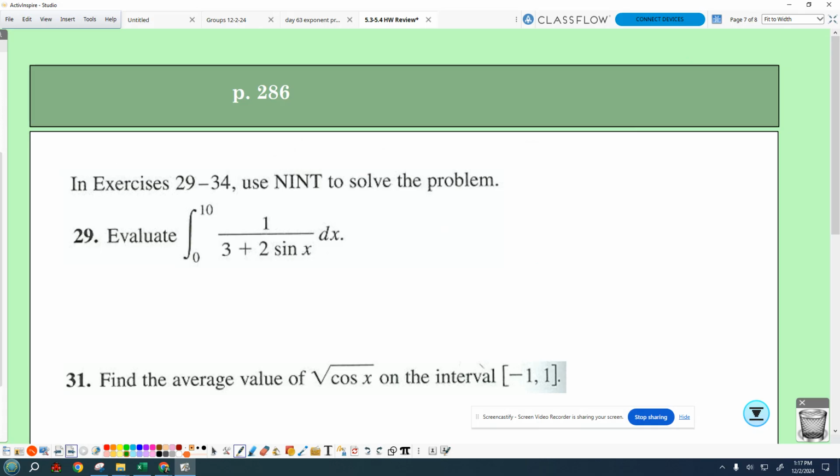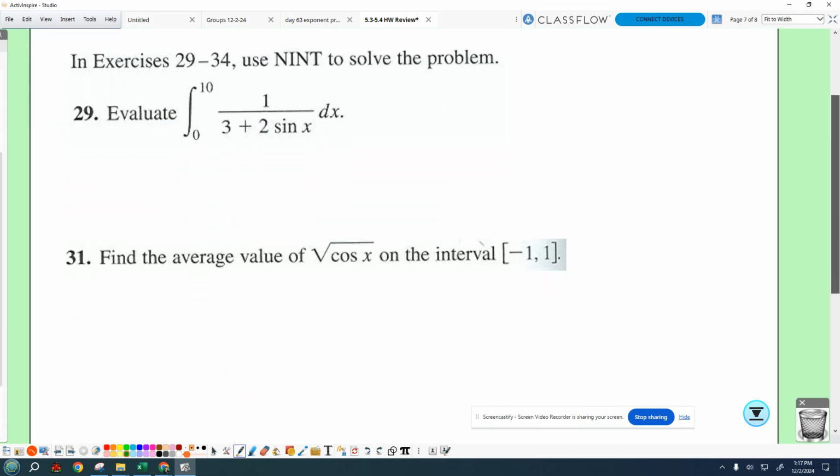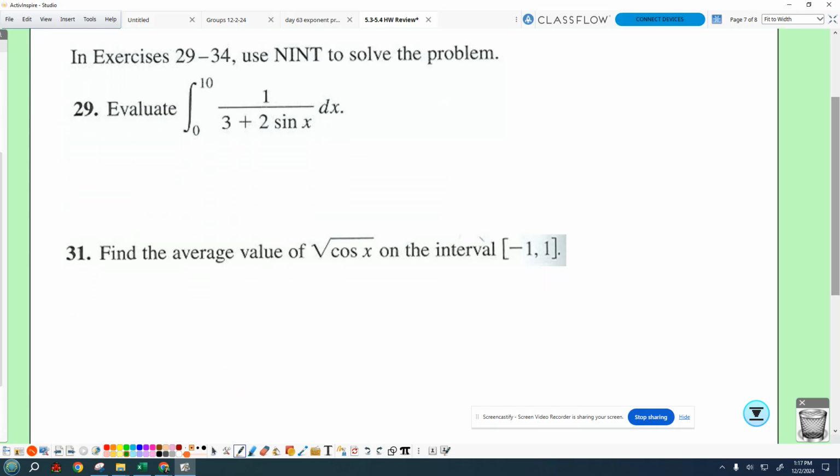Alright, using your calculator, can you guys find these two? And make sure that you still know how to do it. Check to make sure you're in degrees or radians. Which one? Radians, thank you.